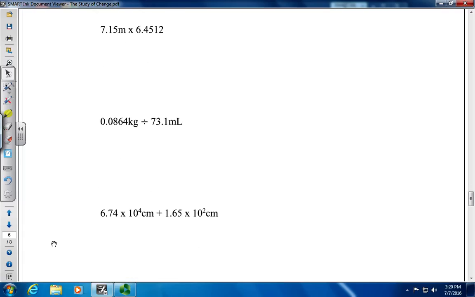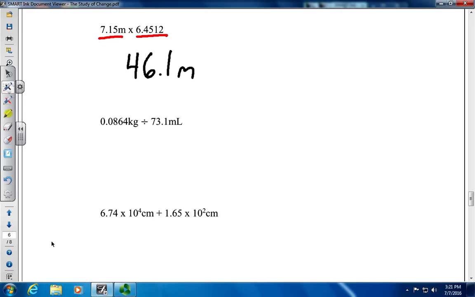Let's do a little multiplication and division. 7.15 meters times 6.4512. Well, whenever you're doing multiplication and division, you want to look for the value that has the least number of significant figures. And that is the number of significant figures that your answer will have. So in this case, we have 3 significant figures and 5 significant figures. So sticking with the least, we're going to have 3 significant figures in our product. So when you do the arithmetic out, you'll find that the total becomes 46.1 meters. Very simple.